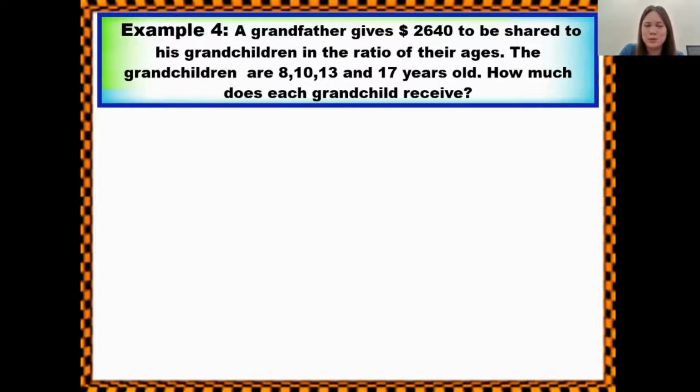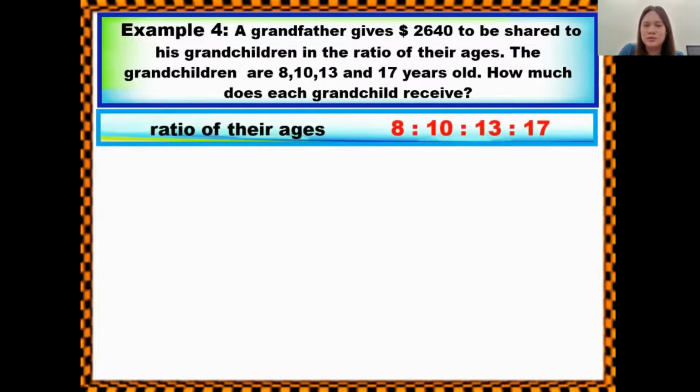So what should we do? We need to write a ratio first. So we have to write the ratio of their ages, which is from the youngest to the oldest. So we have 8 to 10 to 13 to 17, because we have to divide the amount according to the ratio of their ages, right? So that's why we need to write the ratio of their ages.